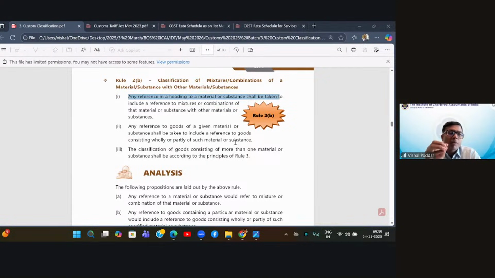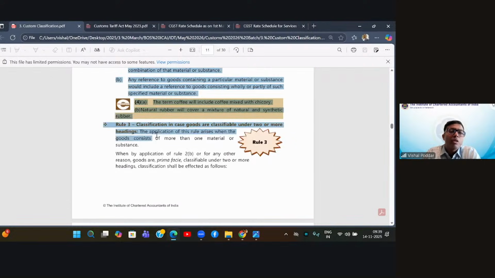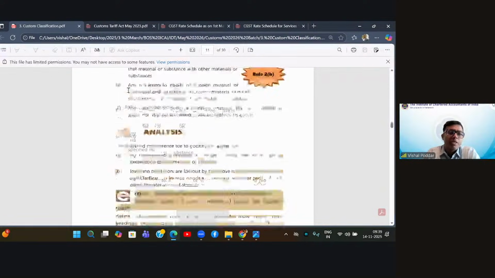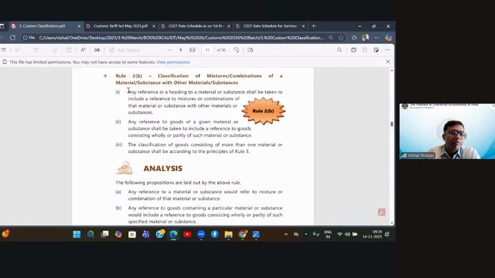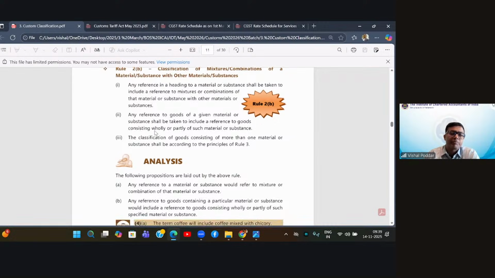But when you are applying rule 2B, you have to classify the product in the chapter which gives reference to that substance or material with which your product is wholly or partly made, meaning the major material in your product. So, in the case of a file, even though some parts of steel or metal are used, the file will still be classified on the basis of the material which is the main part of that file.